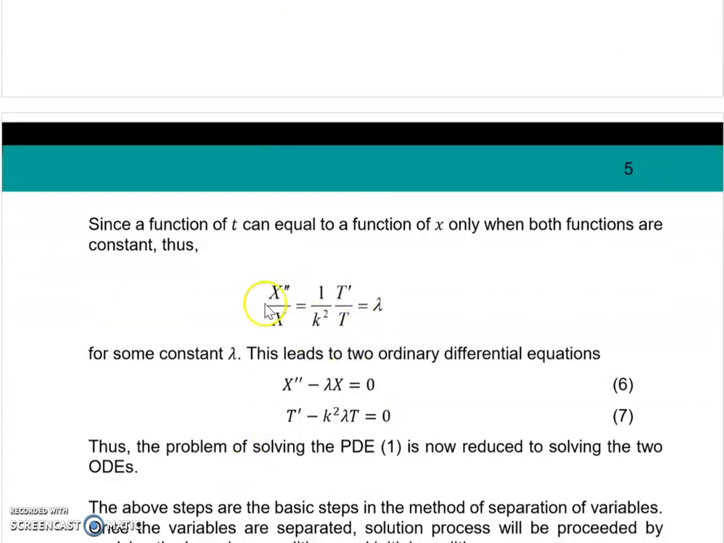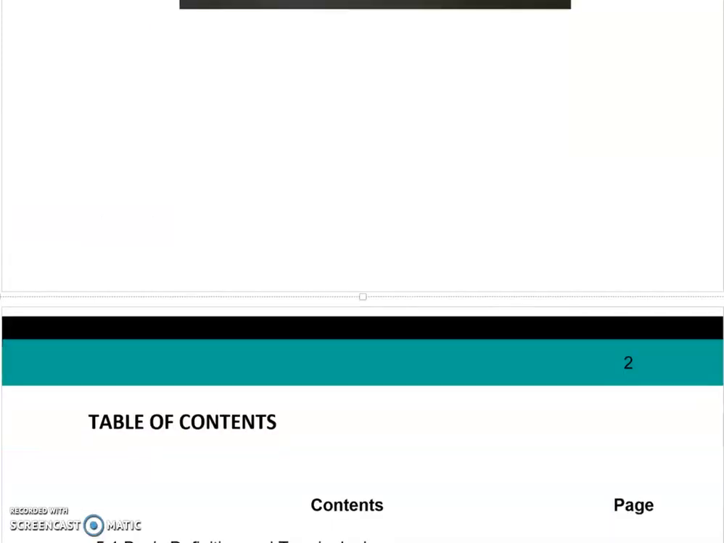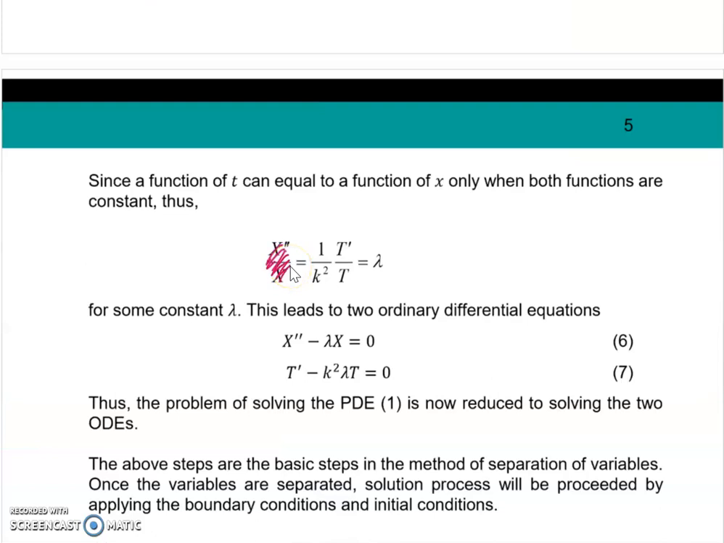So by this equation now, we can construct two equations. If I cover up this one, I have x double prime over x equals lambda, which can be rearranged as equation 6. Similarly, if I close this one, then t prime over k square t equals lambda, which can be rearranged as equation 7.